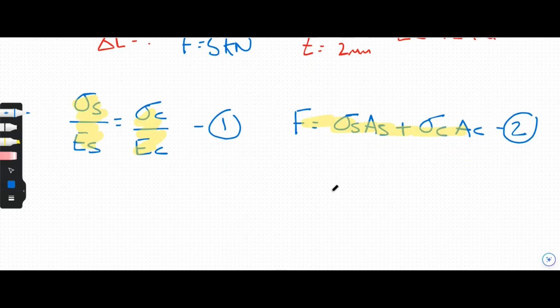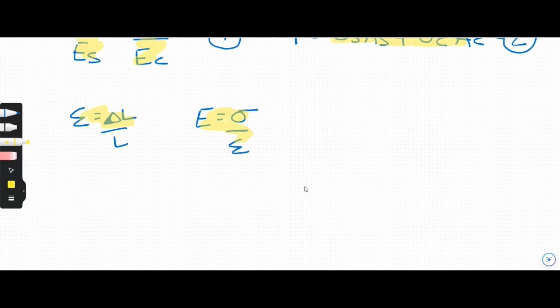And we also know strain is change over original. And we also know that Young's modulus is stress over strain. That's the formula we need to use to solve this problem. So part A is we've got to find the stress in the steel and the stress in the concrete. That's coming up.